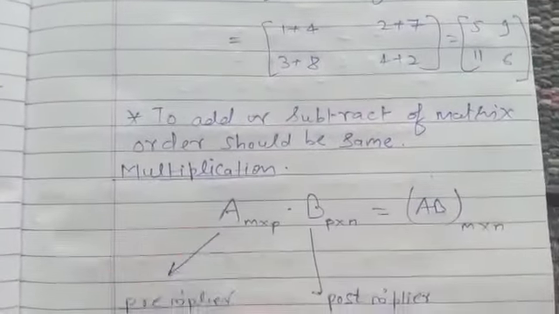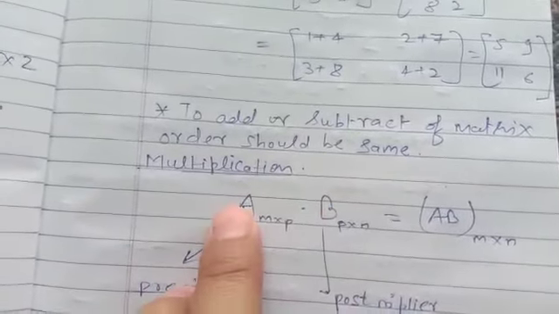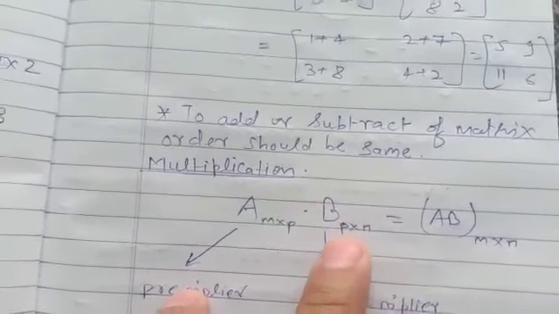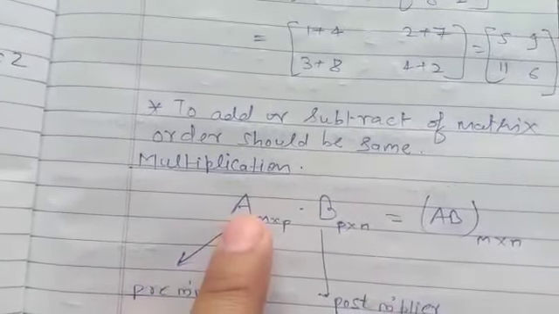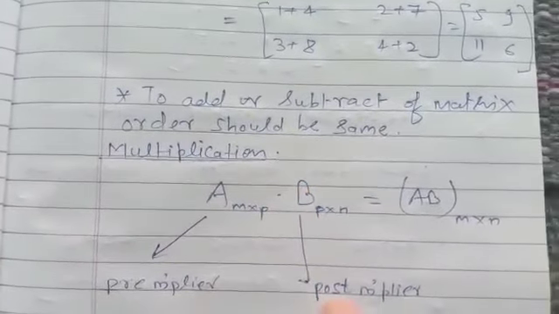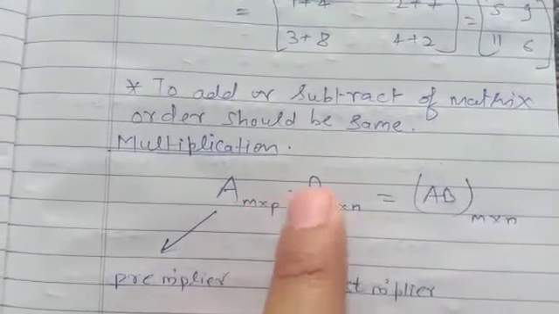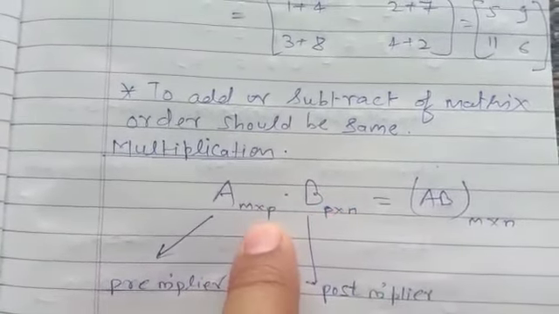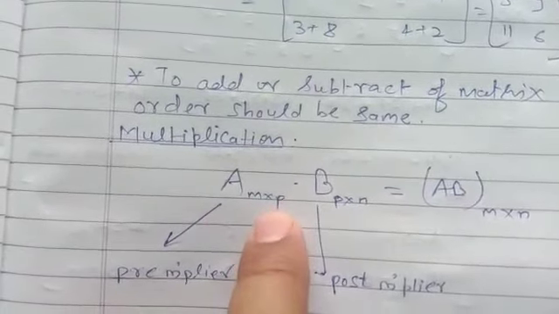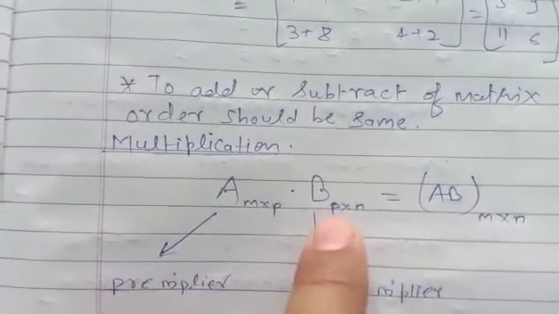Now after this, multiplication of matrices. So let us consider two matrices A and B. Matrix A has order M by P and matrix B has order P by N. Now matrix A is called the pre-multiplier and matrix B is called the post-multiplier. The rule of multiplication of two matrices is that the number of columns in the pre-multiplier is always equal to the number of rows in the post-multiplier.